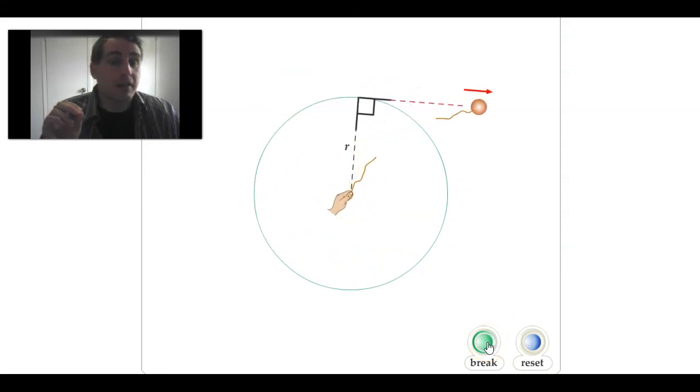And look at that. The velocity is exactly perpendicular to the radius. This object flies off in a path that is perpendicular to the radius because the tangential velocity is perpendicular to the radius in uniform circular motion. We know from Newton's first law that an object in motion will stay in motion in a straight line unless acted upon by a net outside or an external force.